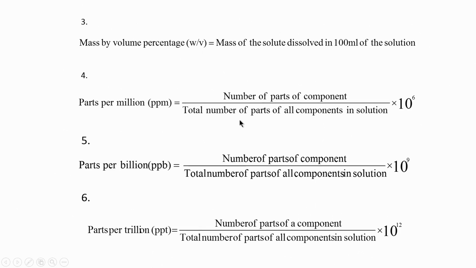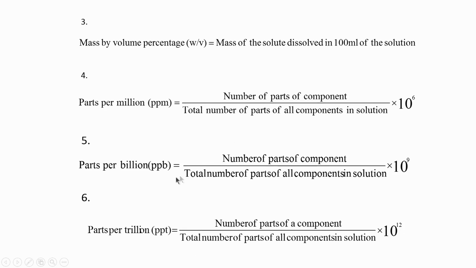Then we have parts per million, that is the number of parts of a component contained in 10 raised to 6 parts of the solvent. That is the number of parts of a component divided by the total number of parts of all components including the solvent, times 10 raised to 6, that is ppm. ppm is also known as microgram per milliliter or milligram per kg.